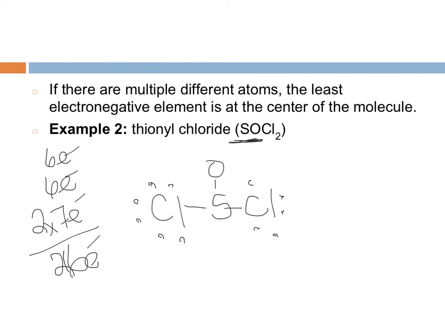And this one's really similar to the last example we did. That uses up 24 electrons. The remaining 2 go on the sulfur to complete sulfur's octet.